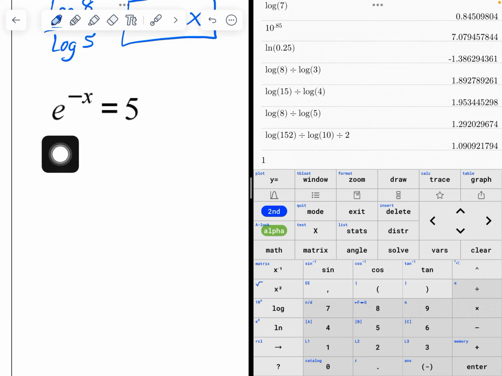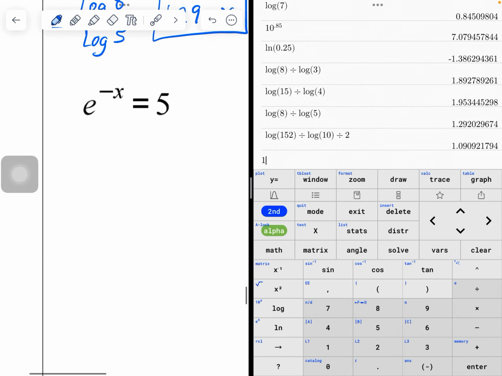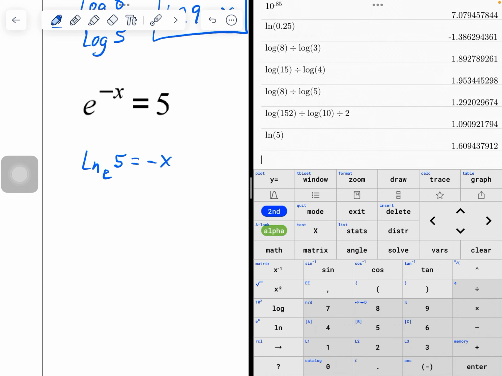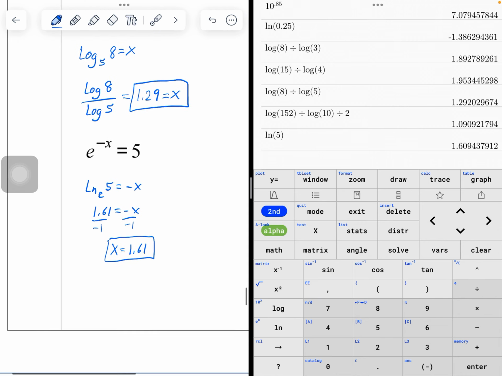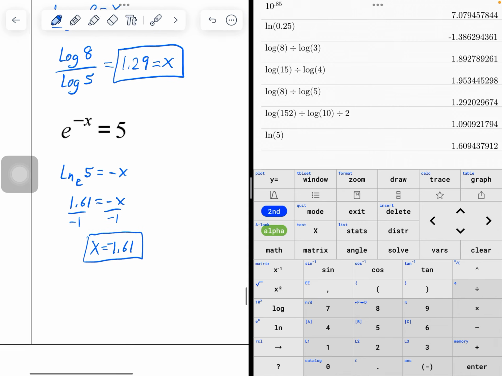Here's our next one. Whenever you see an e in the equation, you can assume that you're going to work with a natural log. Just makes it a little bit easier. This one, though, if we rewrite it, we'd have the natural log of e, and then it'd be 5 equals negative x. So here we want to type in the natural log of 5, which is nice because we don't have to do a change of base formula. You can just type in the natural log of 5. And that comes out to be about 1.61. Divide by negative 1, and we get our answer of 1.61. Oh, negative 1.61, excuse me.